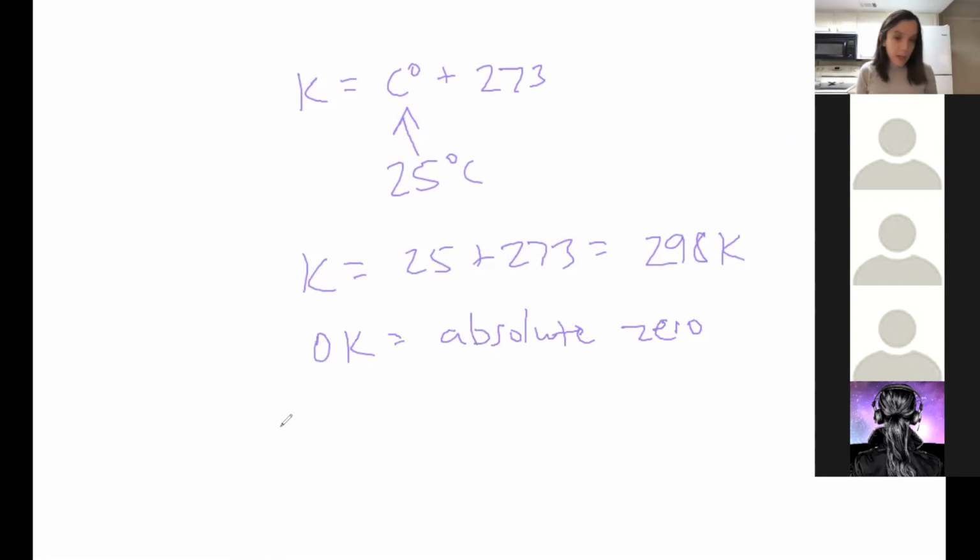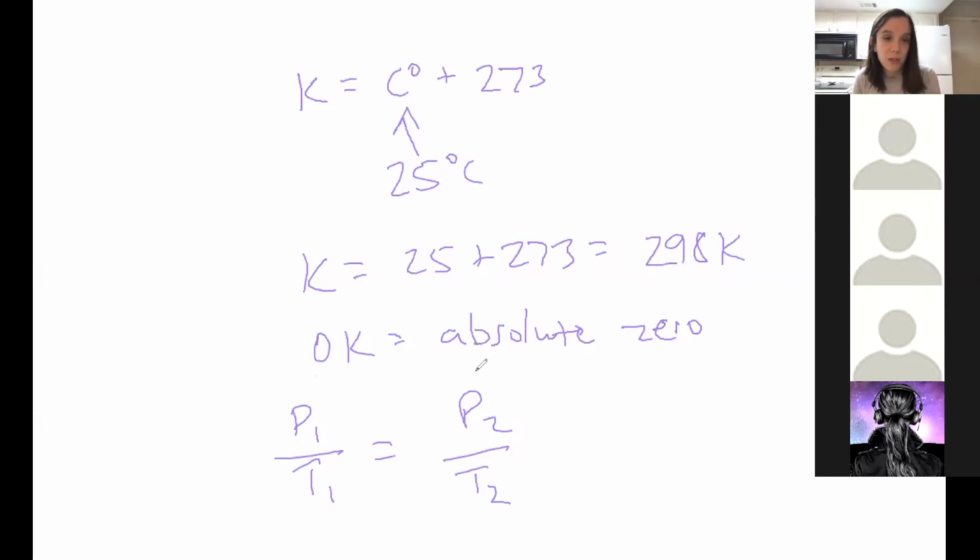And let's look back at Charles's law and what it says. It says P1 over T1 equals P2 over T2. Could we put in 0 in the denominator? Well, you learn in math that you can't. You can't ever have 0 in the denominator. It's undefined.